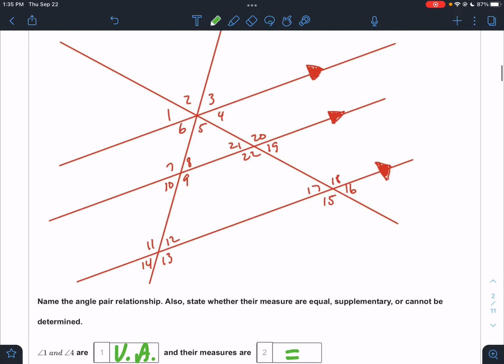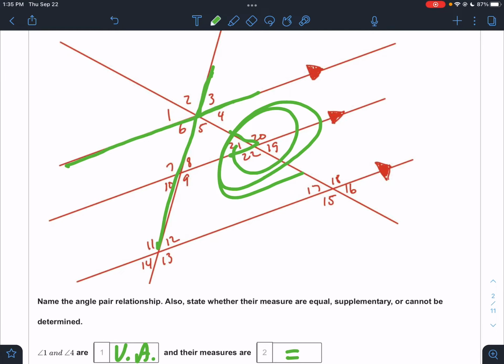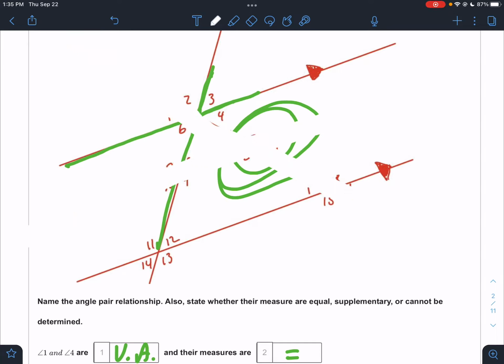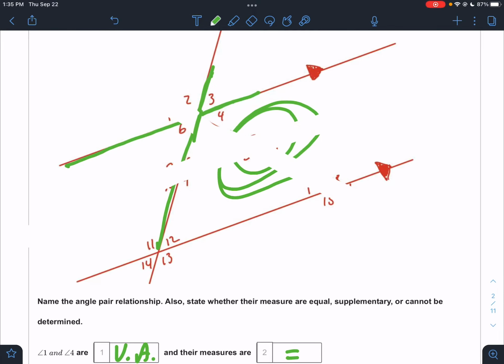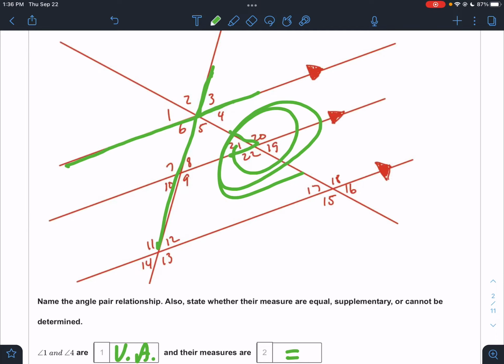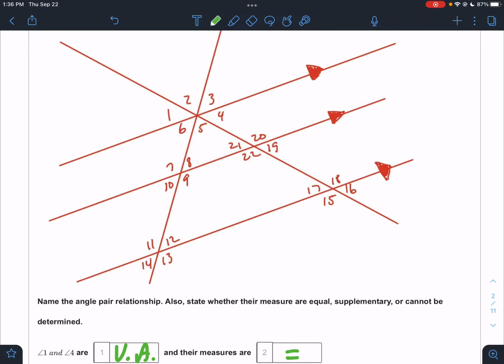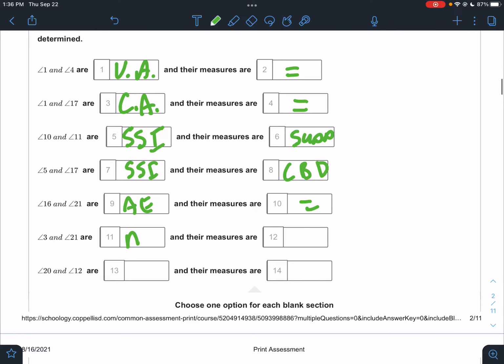3 and 21. Here's angle 3. Here's angle 21. If I draw all of 3's lines, do I ever go down here? No, no, no. Guys, I could erase everything to do with angle 21. Angle 21 is gone. Angle 3 is fine. 21 and 3 have no transversal. If you have no transversal, you have no relationship, and you definitely can't tell anything about their angles.